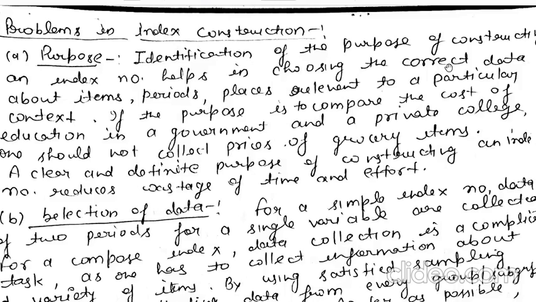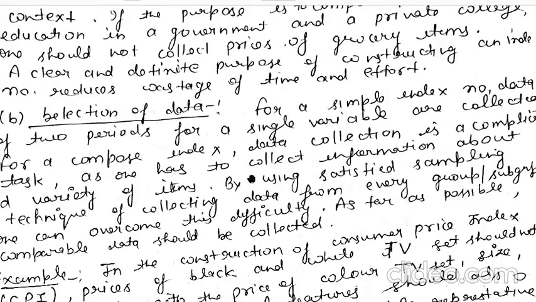The purpose of constructing an index number helps in choosing the correct data. If the purpose is to compare the cost of education in a government and a private college, one should not collect prices of grocery items. A clear and definite purpose of constructing an index number reduces wastage of time and effort. So the purpose must be clear and well defined.